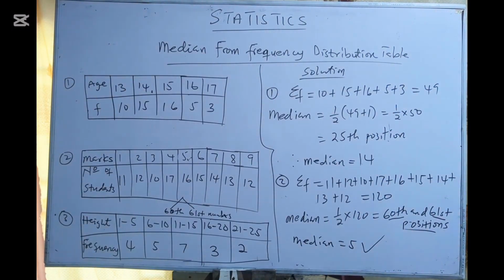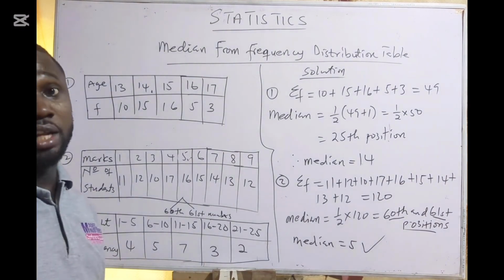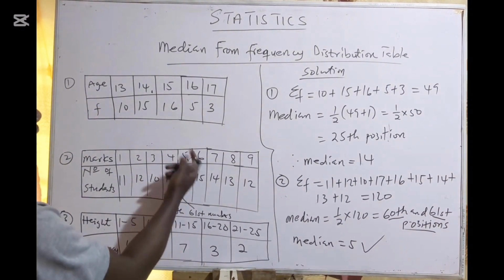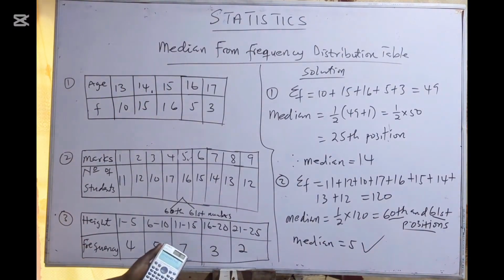If they don't both fall at the same number, and there are two different numbers, then you add the two and divide by 2. But because the two fall at the same number, even if I add and divide by 2, it will still give me 5. Alright.